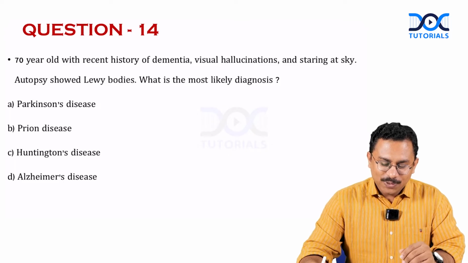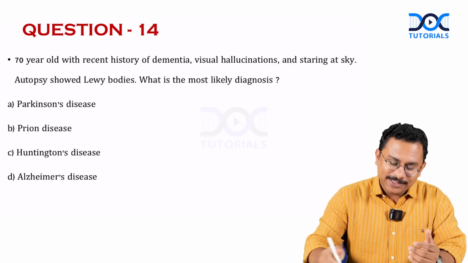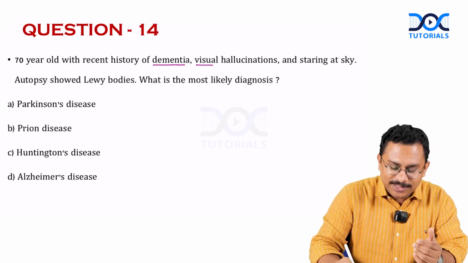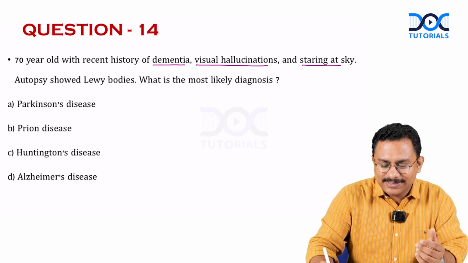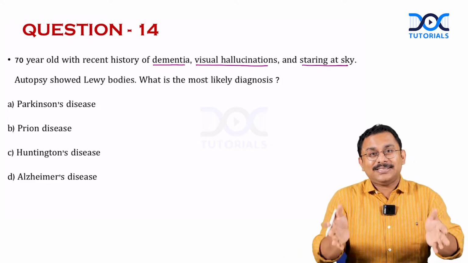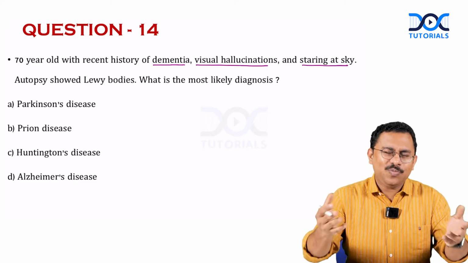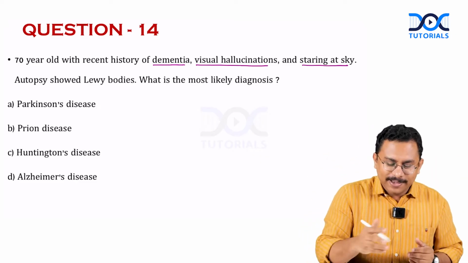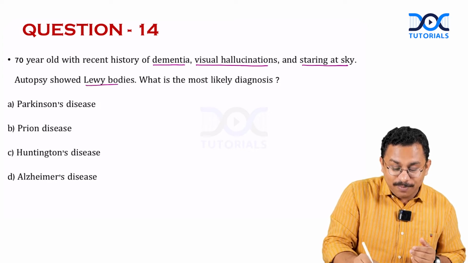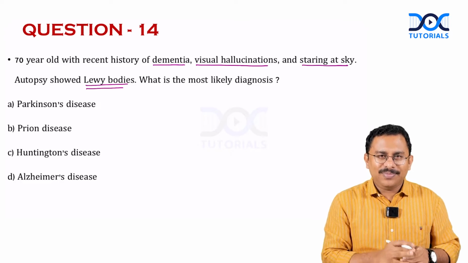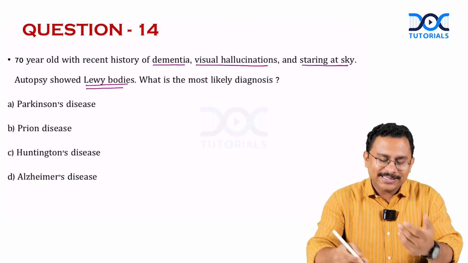Now, this patient is presenting with dementia, visual hallucinations and some sort of staring. The students say it was given as staring at the sky, so I'm just assuming that there was some sort of staring and the blink rate was reduced. And autopsy shows Lewy body pathology. Right. So there are limited Lewy body pathologies that you know.